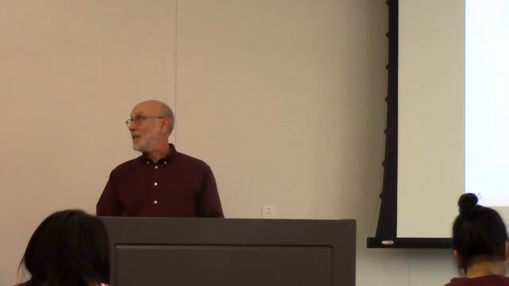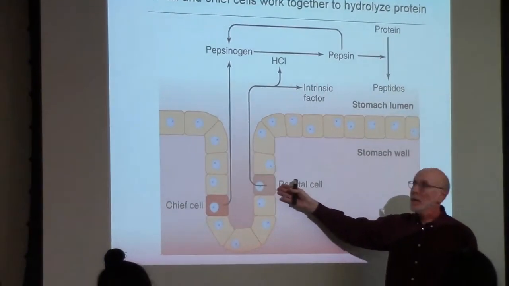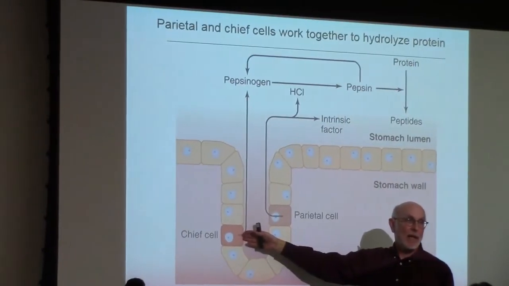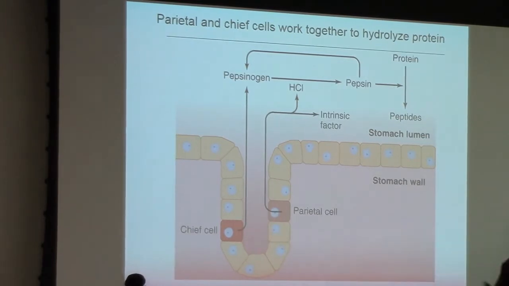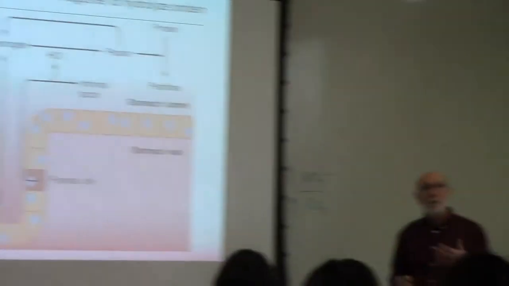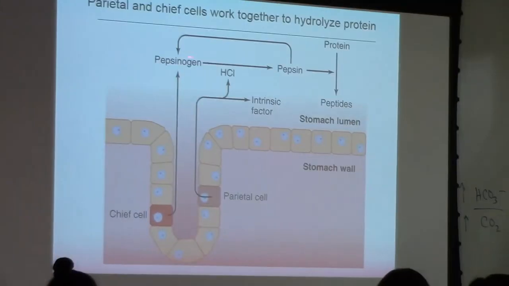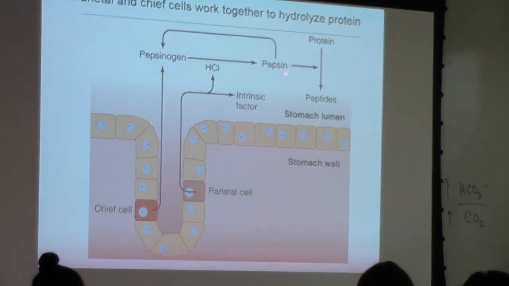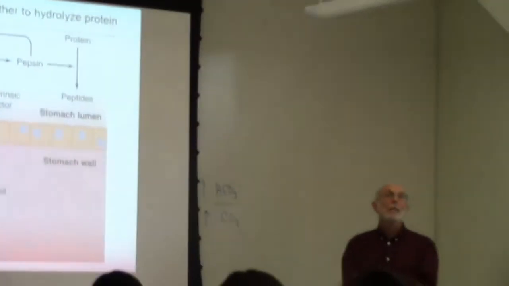Pepsin and pepsinogen. So remember that parietal cells are the cells that secrete gastric acid. Chief cells are the cells that secrete pepsinogen. Pepsinogen is a precursor to pepsin. And the acid hydrolyzes the pepsinogen into pepsin, which is the active protease. So pepsin starts proteolyzing protein.